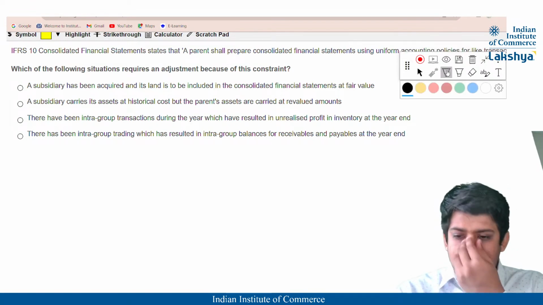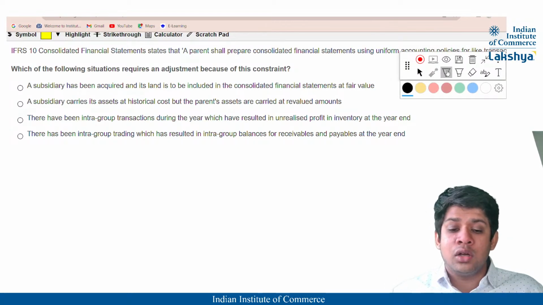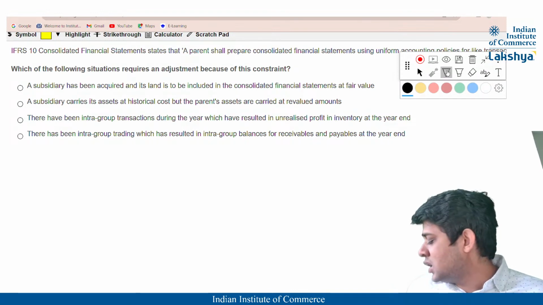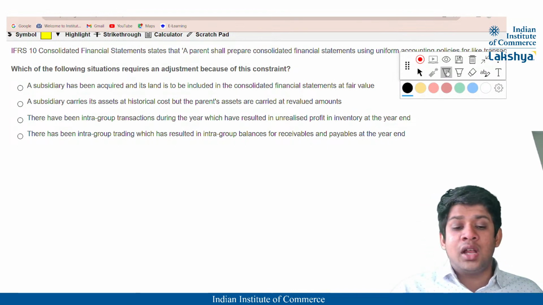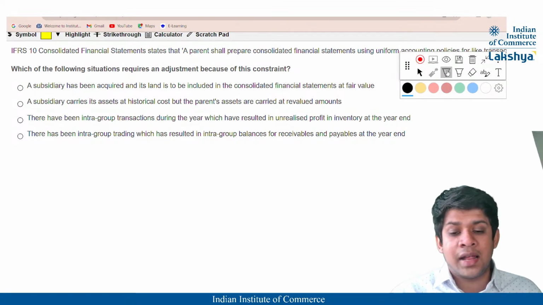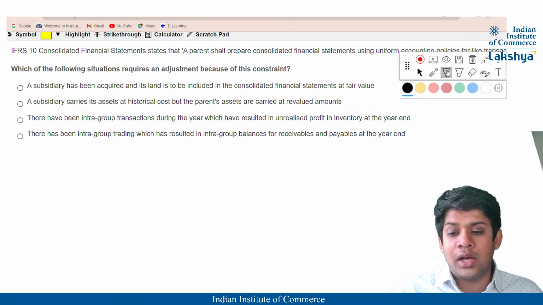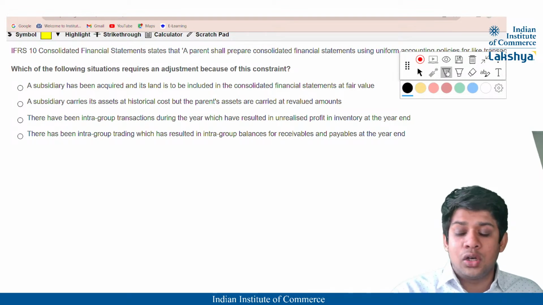Firstly, the subsidiary has been acquired and its land is to be included in consolidated financial statements at fair value. So obviously, whenever a subsidiary is acquired, you are measuring the fair value of all its net assets. That means all the land, all the assets and liabilities, correct? So that is not an adjustment required. That is done every time, right? So that is not true.